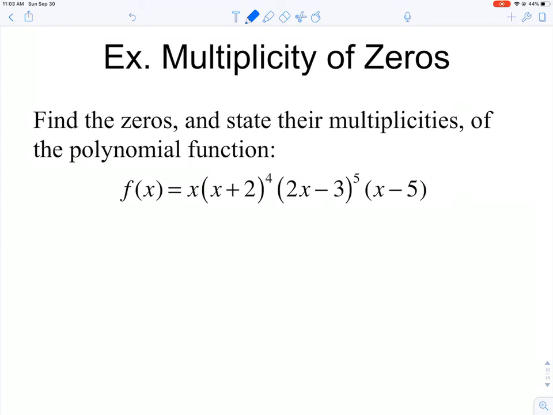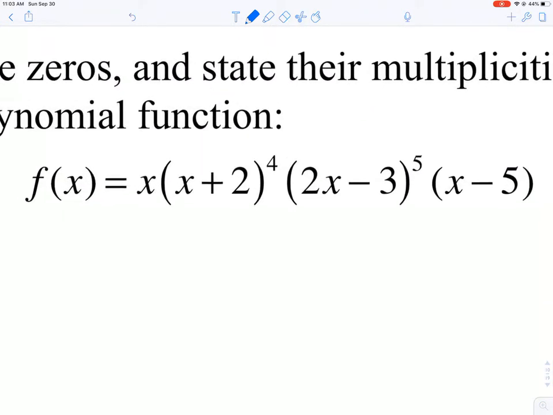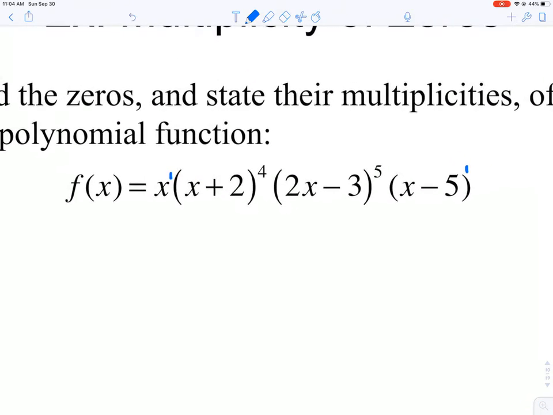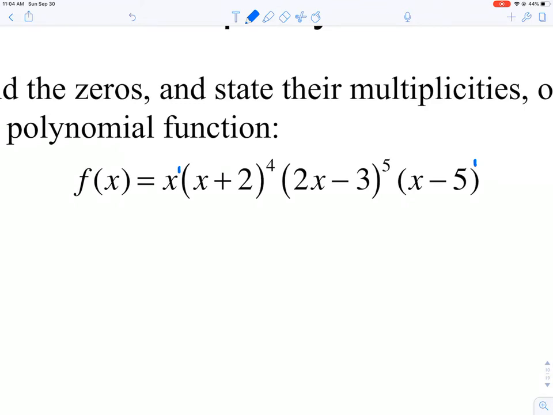So this polynomial function is already in factored form, and we want to list the zeros and state their multiplicities. I'm going to show you 2 different ways you can do that. Remember, whenever the exponent is not written there, we can assume the factor is being raised to the first power. Okay, so our zeros are x equals 0, -2, 3/2, and +5. And some of those zeros are repeated.